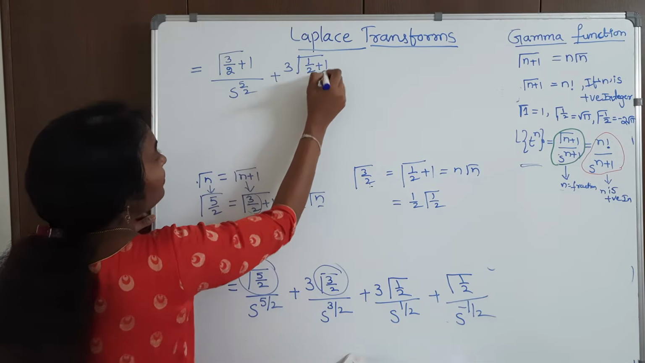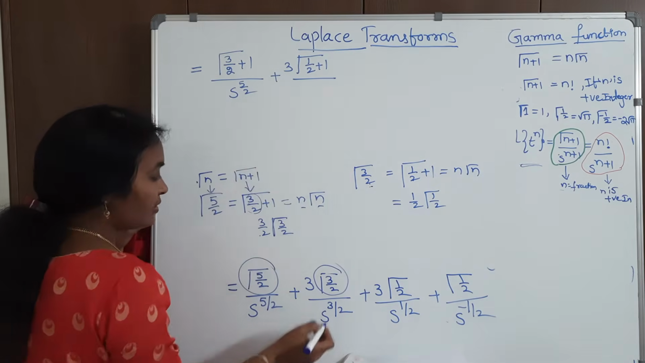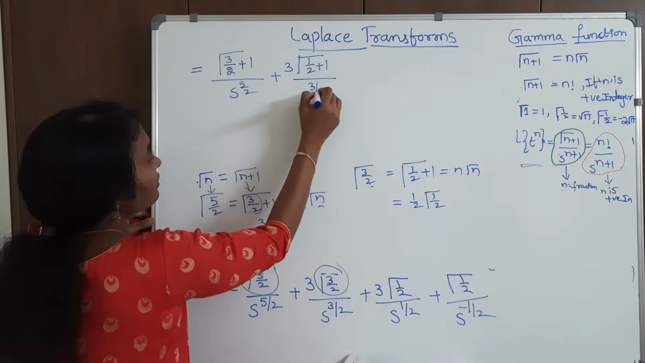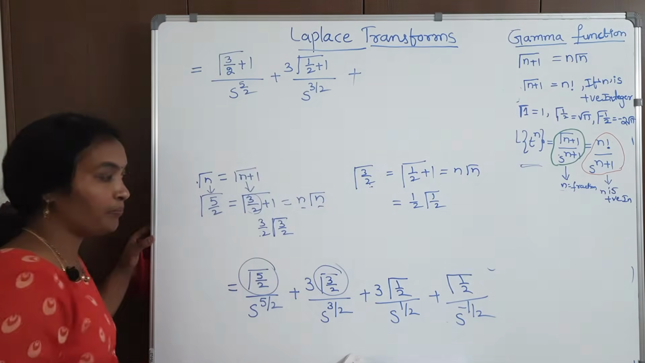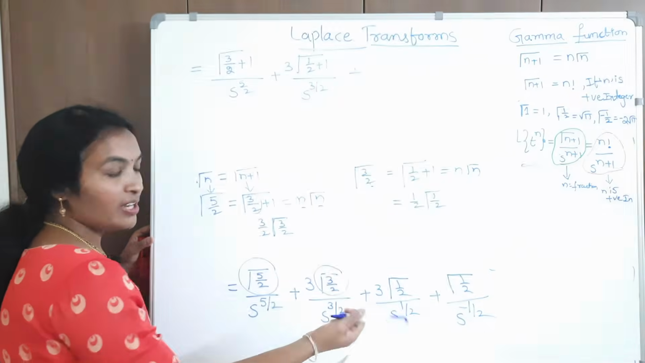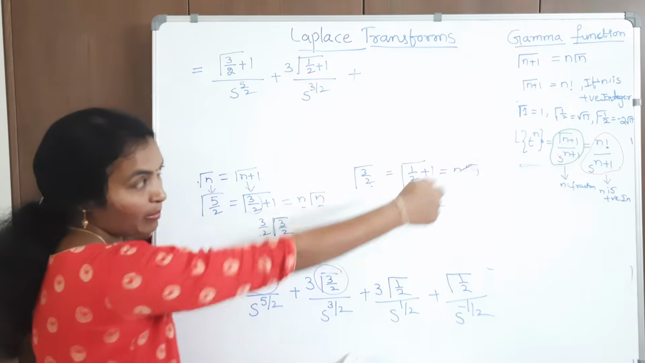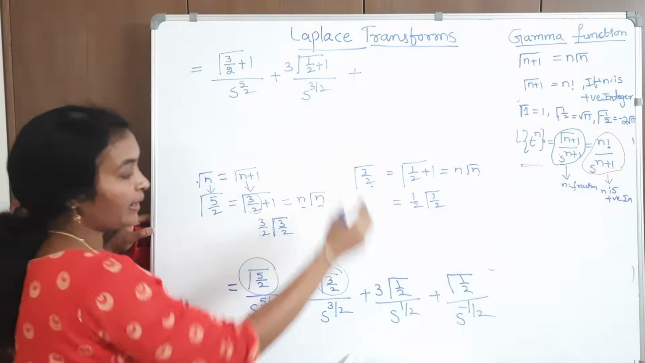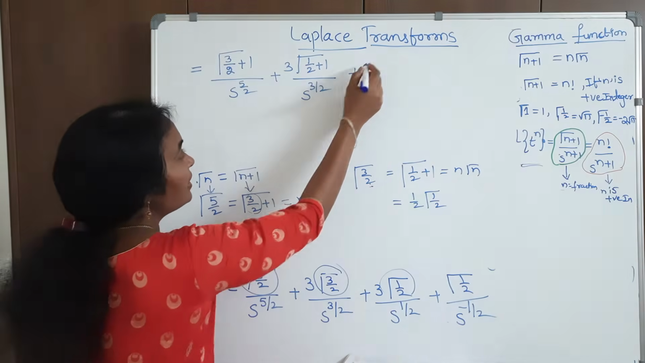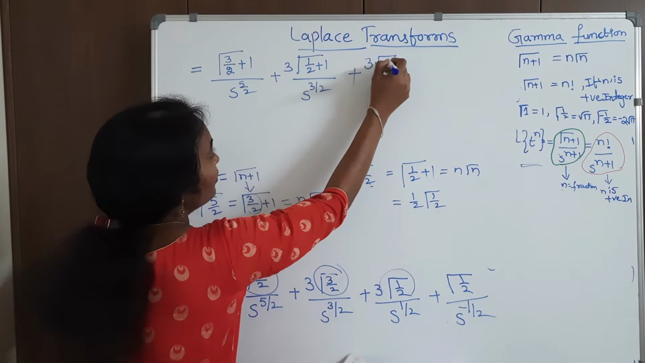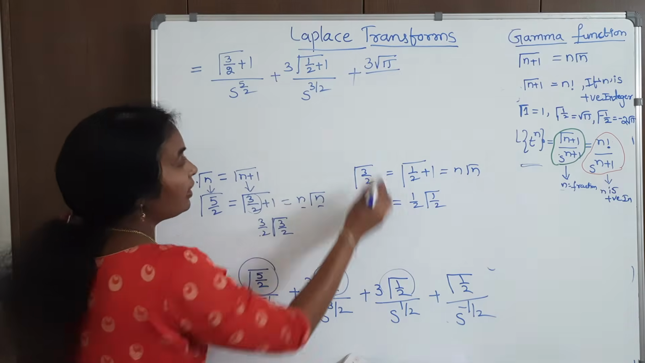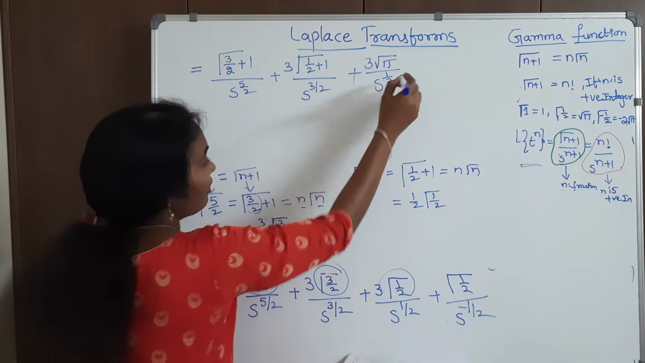1 by 2 plus 1 by, what is our denominator? s power 3 by 2. Next, simplification no need because you know the formula of gamma of half. What is our gamma of half value? Root pi. Direct రాయొచ్చు ఇక్కడ, 3 root pi by s to the power of half.